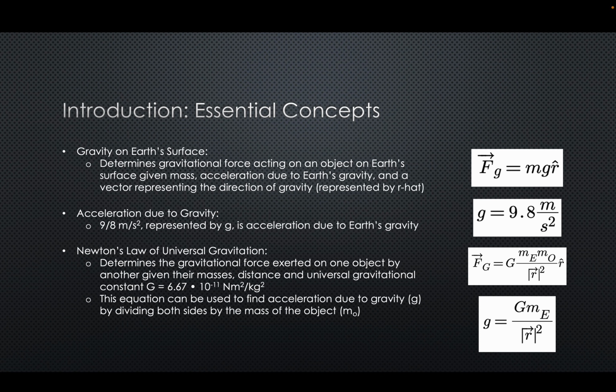Some more essential concepts include the force of gravity, which is equal to an object's mass times the acceleration due to gravity, which on Earth is 9.81 meters per second squared. And then also the law of universal gravitation, which, as seen there, can be rearranged to give the gravitational constant lowercase g, as opposed to the universal gravitational constant uppercase G.